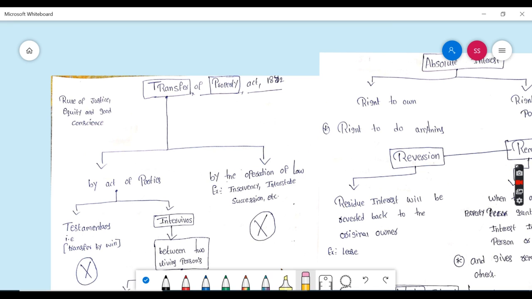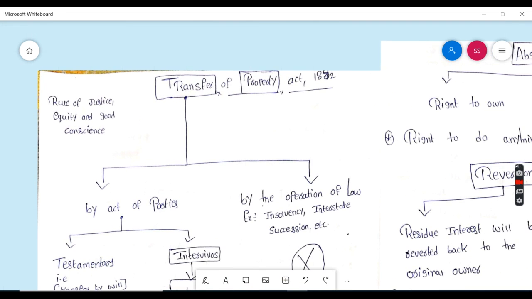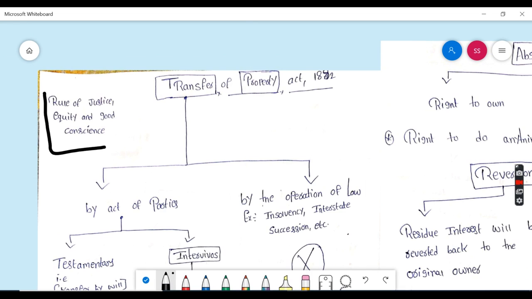So what they were doing at that point of time is they were ruling based on the rule of justice, equity and good conscience. Since there is no act, whatever the judge thinks is fair, that will be the judgment, right? But to get clarity, they then introduced the Transfer of Property Act 1882. Before learning the act, we need to know some particular definitions, right?